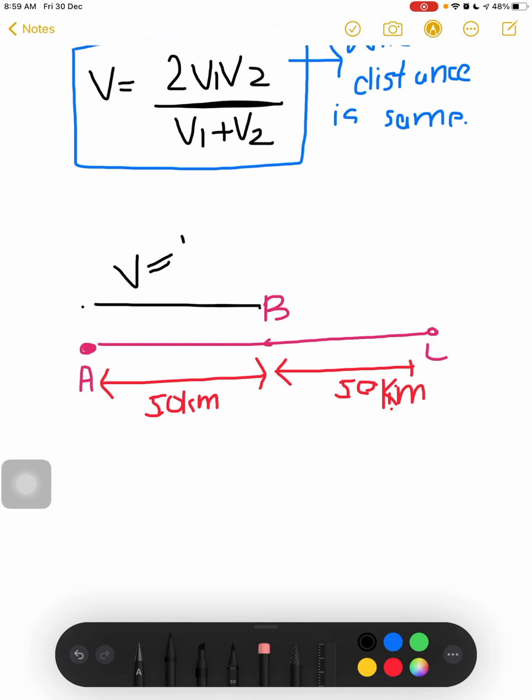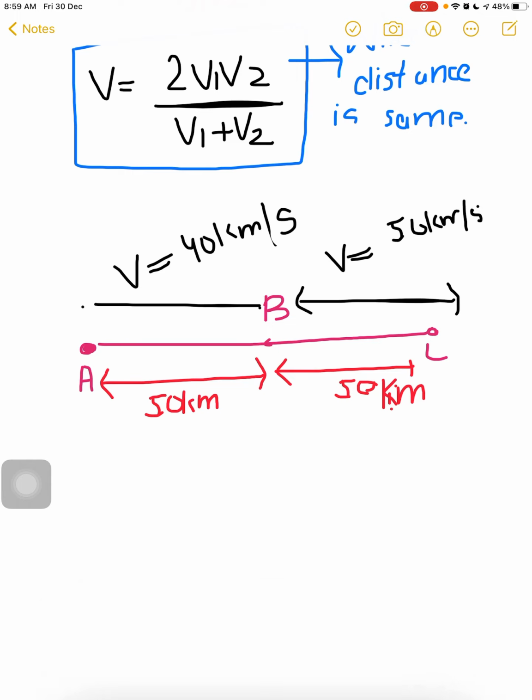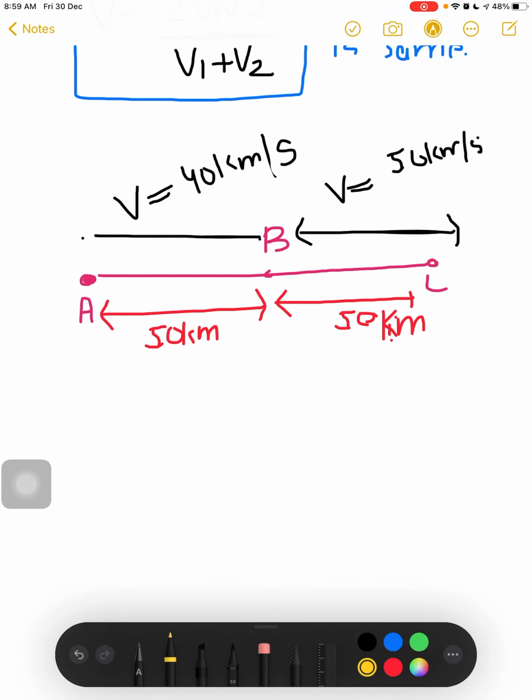The speed from A to B, the velocity, is equal to 40 kilometer per hour. And from B to C my velocity is equal to 50 kilometer per hour. Now, in the question they are saying that we have to find the average velocity.